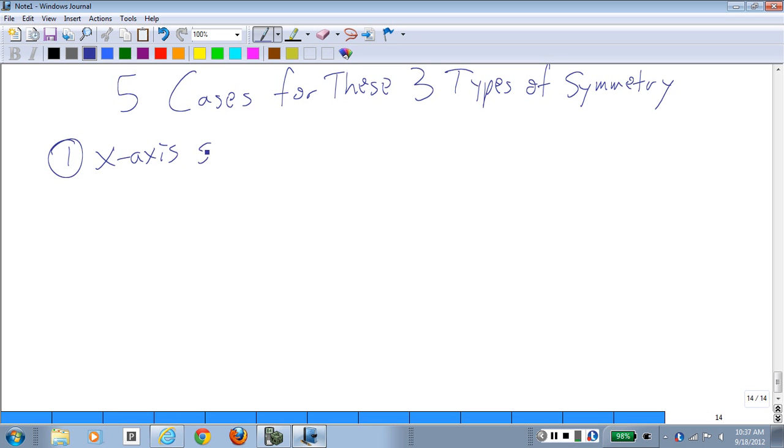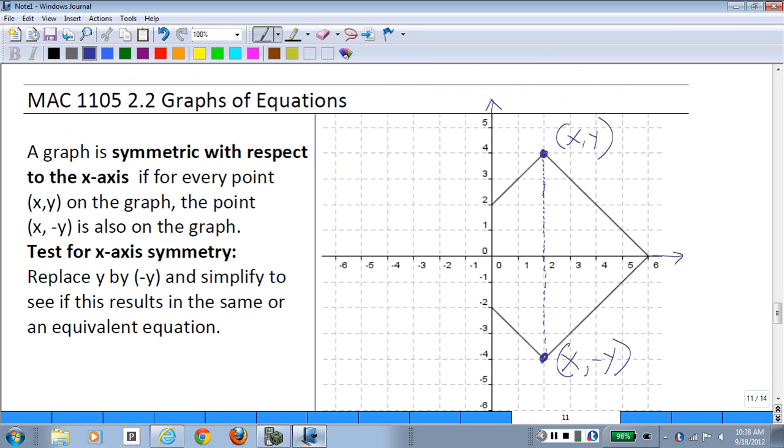X-axis symmetry only. It's possible for a graph to have x-axis symmetry, neither y nor origin. And a big time case in point is this one. This graph has x-axis symmetry. You can fold it about the x-axis. Does this graph have y-axis symmetry? No, because you've got x, y, but you're missing the image of x, y, negative x, y. So it doesn't have y-axis symmetry. Does this graph have origin symmetry? No, because even though we have x, y, we're missing the image negative x, negative y about the origin. So x-axis symmetry only.